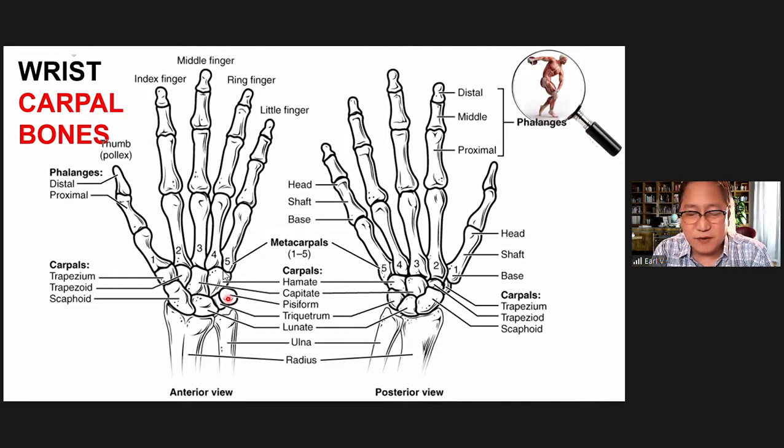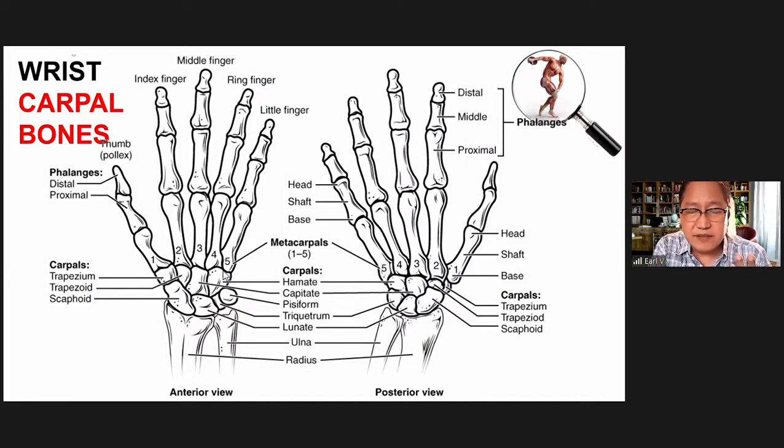Hello, ano, tatawag ako uli. Kung sino na lang mag-answer? Anyone? Meron, Doc. Sa wrist, yes, Doc. Parang may bukol-bukol siya.